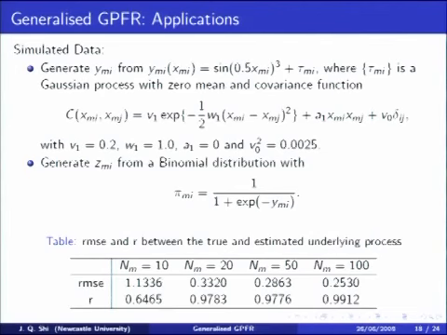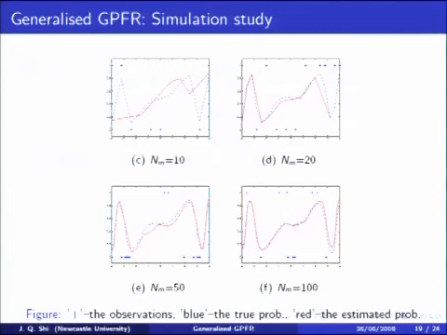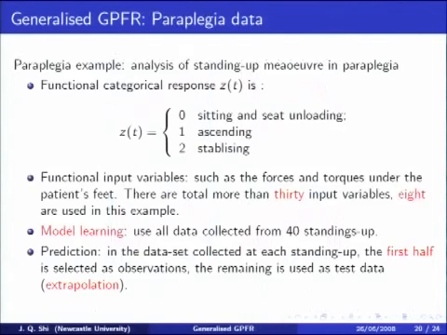Okay, I think I almost finished. This is just simulation data. For different sample sizes, the blue one is the true underlying latent variable of this y and t, and the red one is the predicted one. So we can see it works quite well.